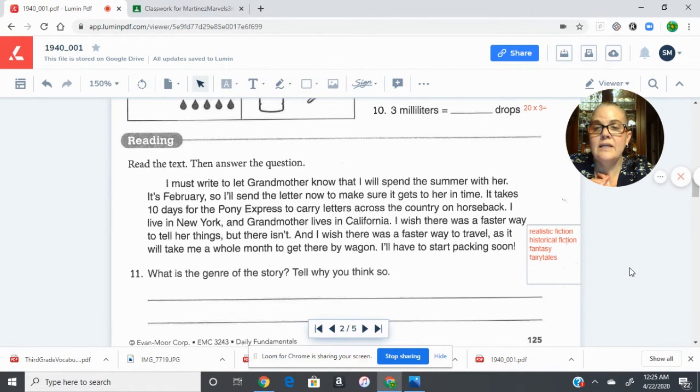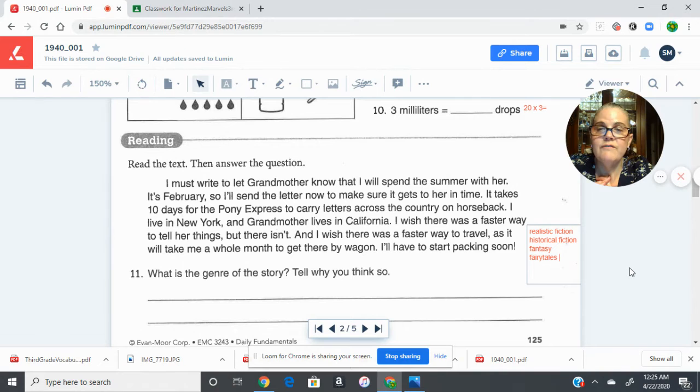It takes 10 days for the Pony Express to carry letters across the country on horseback. I live in New York and grandmother lives in California. So it's going to take 10 days to get there. I wish there was a faster way to tell her things, but there isn't. And I wish there was a faster way to travel, as it will take me a whole month to get there by wagon. I'll have to start packing soon.